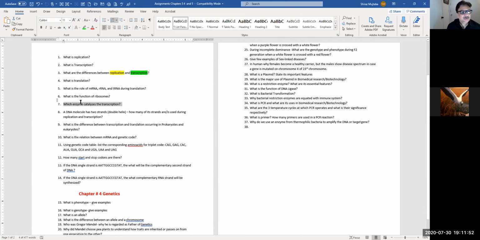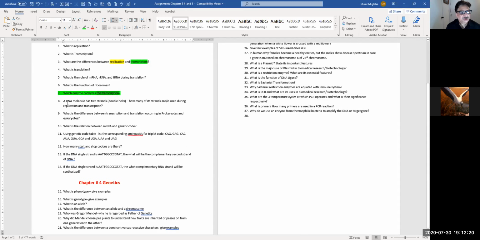Question number 7. Which enzyme catalyzes transcription? I mentioned this a couple of times. What is transcription? DNA to RNA, and the enzyme is RNA polymerase. So RNA synthesis, RNA polymerase. DNA synthesis, which is replication, it is DNA polymerase. So question number 8, pay attention to this question. A DNA molecule has 2 strands, right? Double helical structure. How many strands are used during replication and how many during transcription?